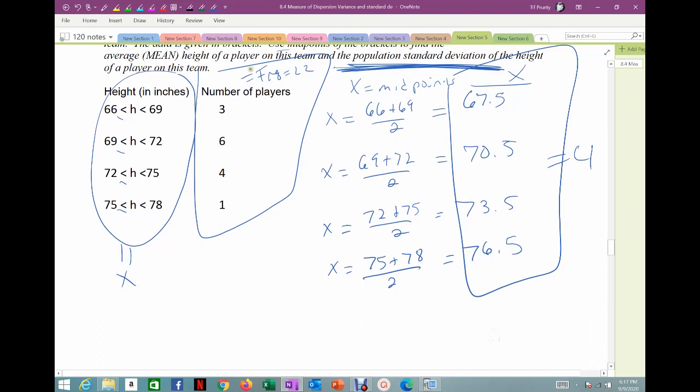Alright, so frequencies are the number of people. That's how often. 3 people are in the first category, so 3 people I'm saying are at 67 and a half inches. 6 people are in the second category, so I'm saying 6 people are at 70 and a half inches. 4 people, again, and so on and so forth. And so this is list 1, midpoints, frequencies in list 2.